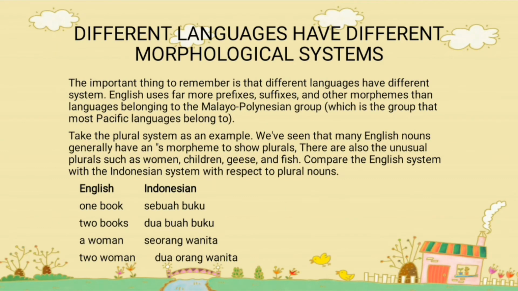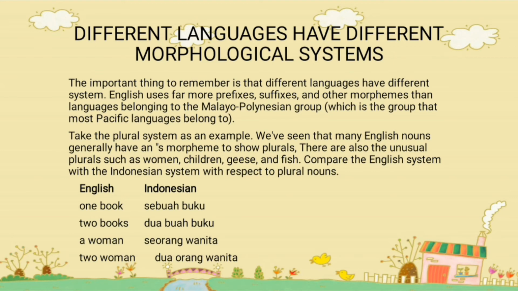And the next, different languages have different morphological systems. The important thing to remember is that different languages have different systems. English uses far more prefixes, suffixes, and other morphemes than languages belonging to the Malayo-Polynesian group, which is the group that most Indonesian languages belong to. Take the plural system as the example. We've seen that many English nouns generally have a morpheme for the plurals. There are also the unusual plurals such as women, children, geese and fish.